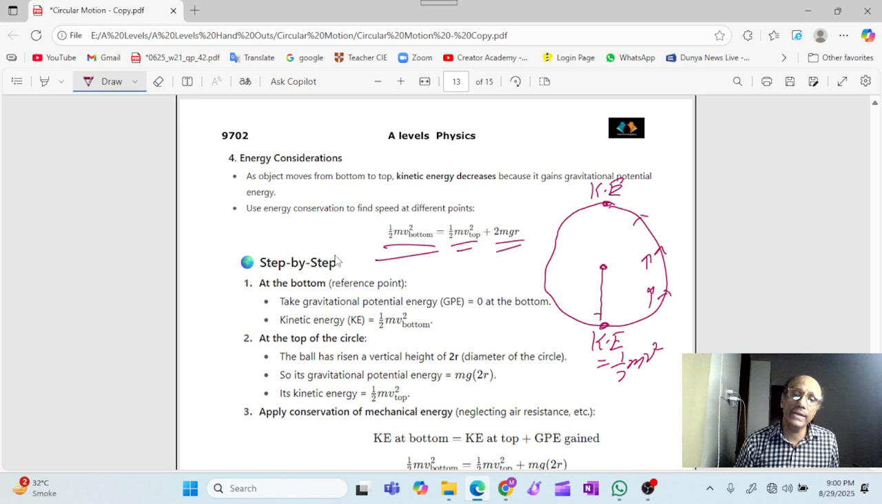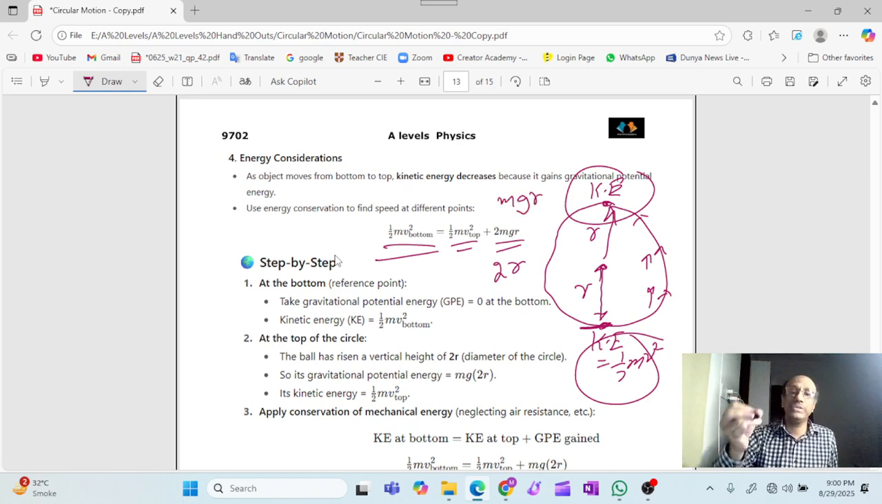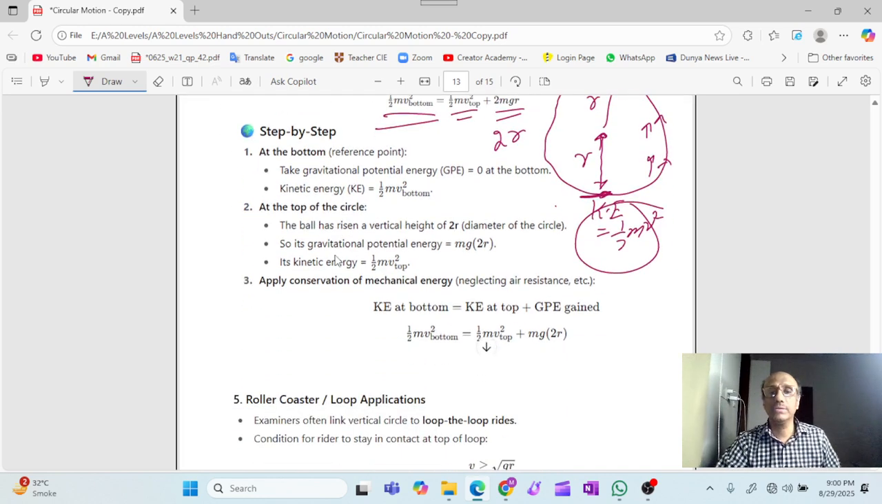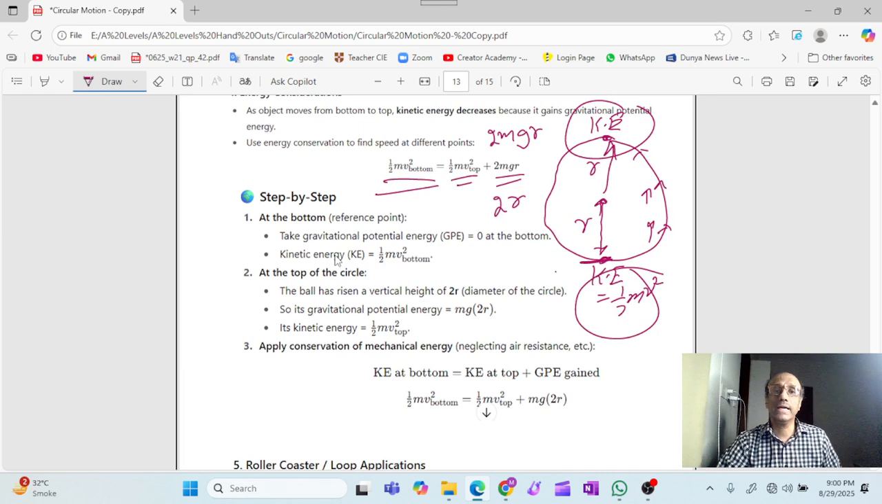Now this is radius 1, it is r, and this is radius 2. What is the total height traveled by the object from bottom to top? It is equal to 2r. So this is the reason that instead of only writing mgr or mgh, you write twice the radius, because top to bottom will be the double. This is the expression which you may derive, and they can ask in the paper to show that the total kinetic energy at the bottom is equal to this.